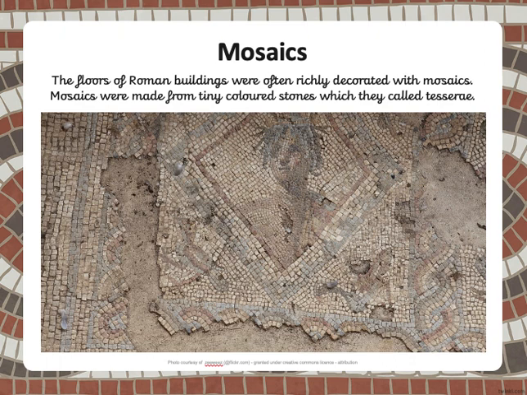So, the floors of Roman buildings were often richly decorated with mosaics. Mosaics were made from tiny coloured stones which they called tesserae. So you can see here, this is a photograph of a mosaic, and you can see it's made kind of a picture by using these stones.